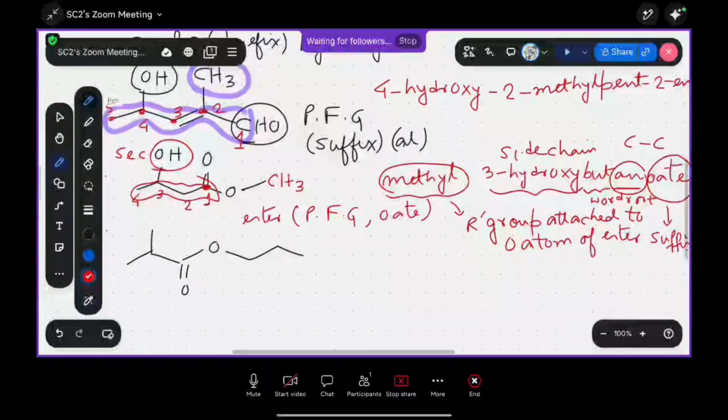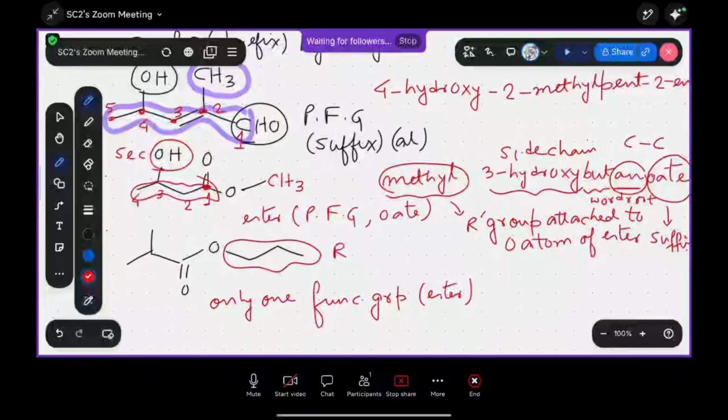See, number 3 is also an ester compound. It is not having any more groups, just a single functional group, the principal functional group. No more functional groups are there. This is a compound containing only one functional group. And what is that functional group? That is the ester. And I hope you can see very well, this becomes the R dash part, the alkyl group which is to be named first.